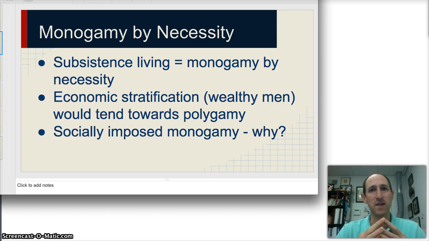But as human beings develop, we see more and more economic stratification. We have wealthier and wealthier men, and in a lot of societies a male at the top could support more than one female, more than one family. So the question is why don't we see more polygamy? Because at this point we've got males with lots of wealth who could support more than one female, and so what we have then is socially imposed monogamy. That is, for some reason the society creates cultures, traditions, laws, religions that say you should not be polygamous.